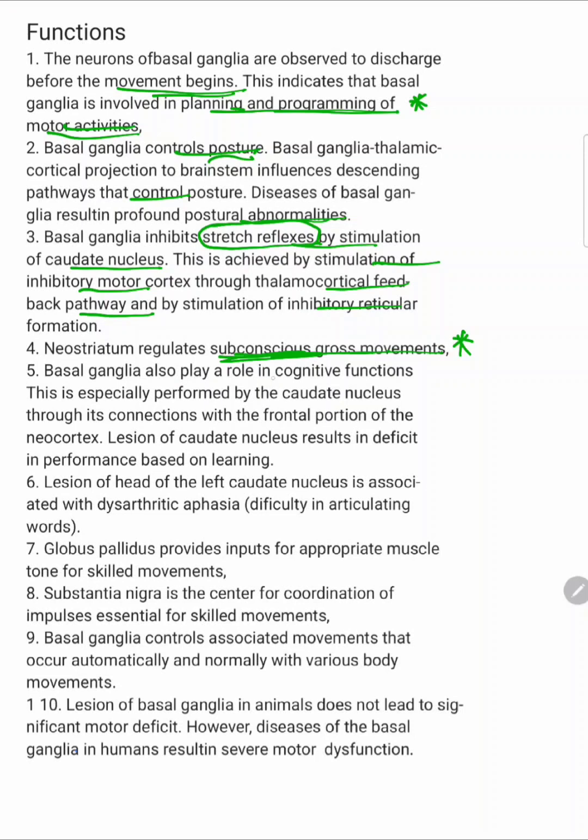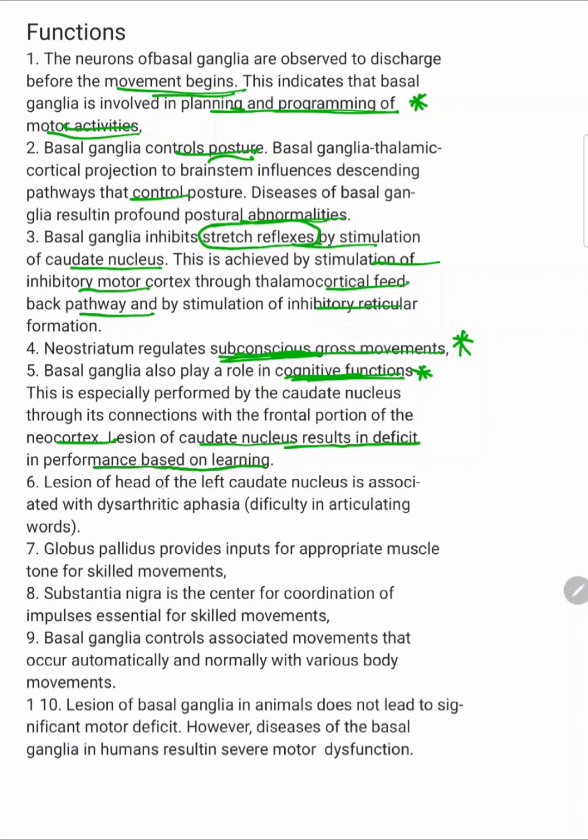Next, basal ganglia also play a role in cognitive functions. This is especially performed by the caudate nucleus through its connections with the frontal portion of neocortex. Lesion of caudate nucleus results in deficit in performance based on learning. So, see, basal ganglia play a role in cognitive functions, and neocortex is also involved in other functions. So any lesion to this caudate nucleus results in deficit in performance based on learning. Cognitive function means learning also comes under that. So any lesion may cause a person to suffer in performance based on learning.